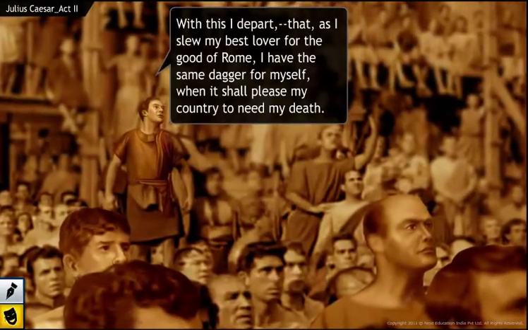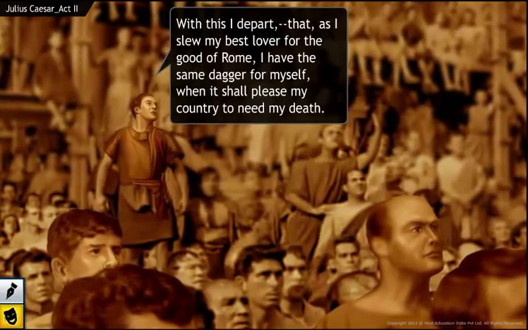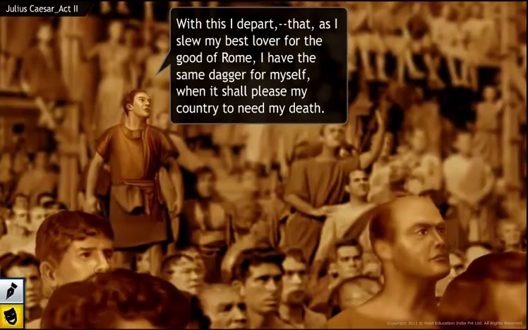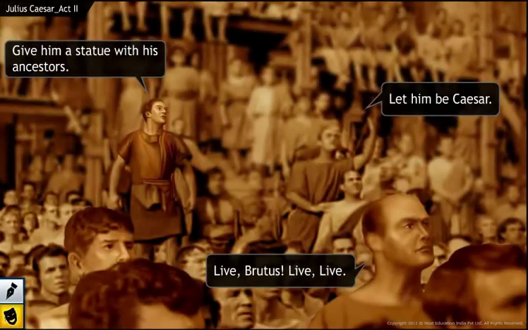He leaves saying that as he killed his best friend for the good of Rome, he has the same dagger for himself when his country decides that it needs his death. People cheer Brutus's apparent kindness, declaring that he should be the next Caesar. The reaction of the crowd indicates their fickle nature and shows how a well-spoken speech can completely manipulate public opinion.